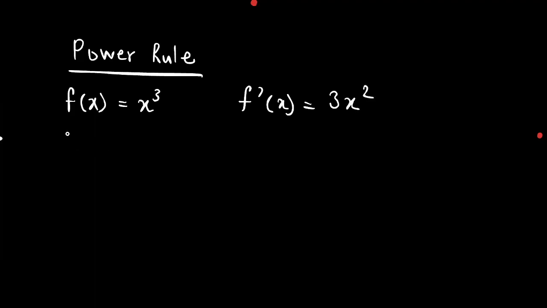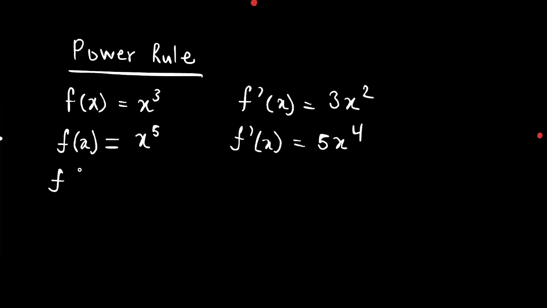Let me give you another one. Let's say we have a function f of x that is equal to x to the fifth power. Our f prime of x, the derivative of this function, is equal to 5x to the fourth. Let's say we have a function f of x equal to x raised to the 85th power. We can find this derivative very fast. The derivative of this function is just 85x to the 84th.